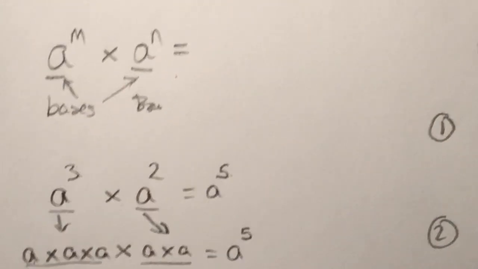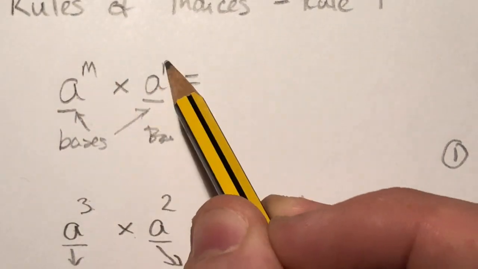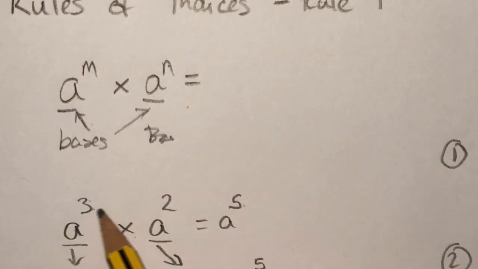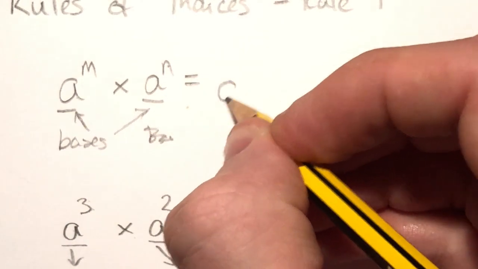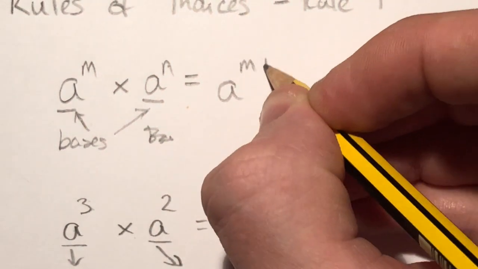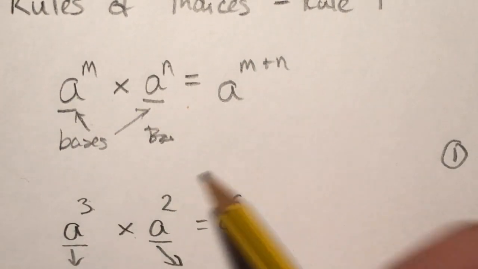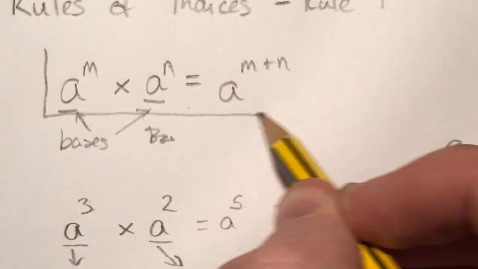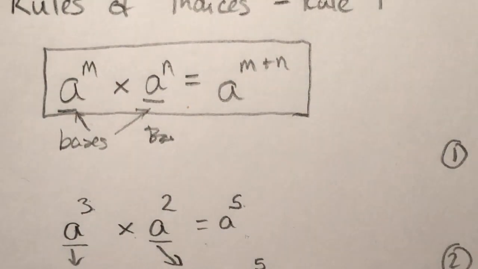So what I can say, if I've got a general rule, a to the power of m times a to the power of n, all I'm doing is just adding those two indices together. So this would give me a to the power of m plus n. This is the first rule of indices and is the basis behind the majority of the rest of the rules.